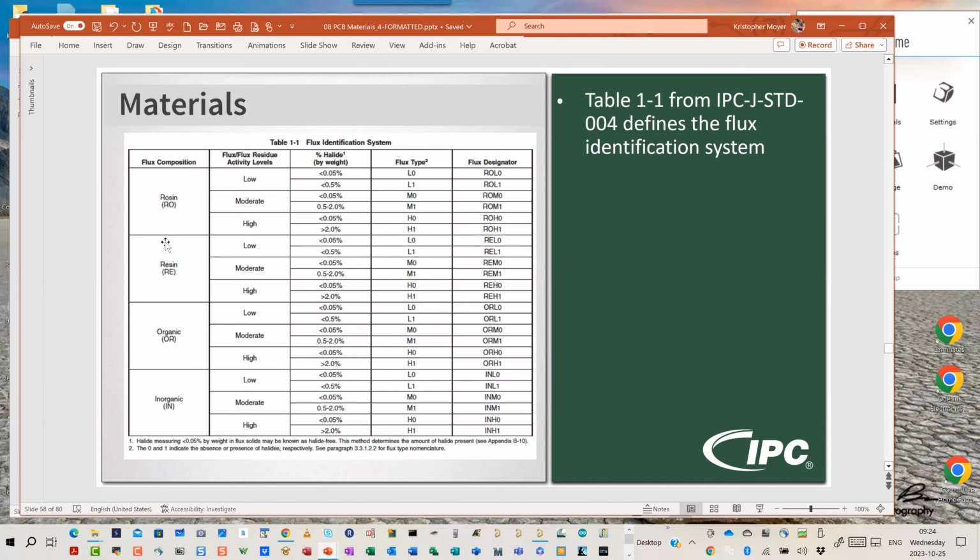There's RO for rosin, RE for resin, OR for organic, IN for inorganic. Within each flux composition, there are 3 activity levels: low, moderate, and high. And within each flux activity level, there are 2 halide content levels, the 0 and the 1. So we take these 3 together, the L, M, and H, along with the 0 and 1 for the halide content, along with the first 2 letters right here, gives us our full flux designation: ROL0, ROL1, etc., all the way up to INH1 right here.